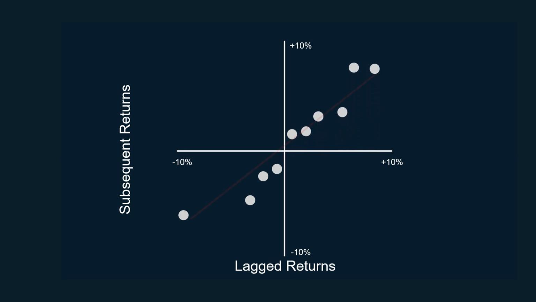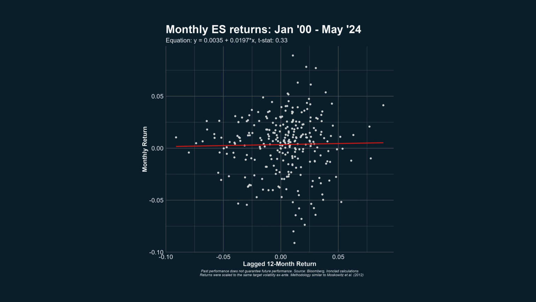When lagged returns were very negative, subsequent returns tended to be so as well. When lagged returns were very positive, future returns tended to be so as well. This looks like a much more reliable indicator. Now let's have a look at a real-world example. Let's study monthly excess returns on the S&P 500 by having a look at E-mini returns from January 2000 to May 2024. Let's see whether lagged returns, in this case 12-month lagged returns, had any explanatory power on subsequent returns.